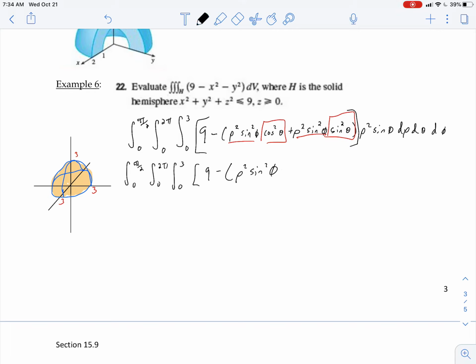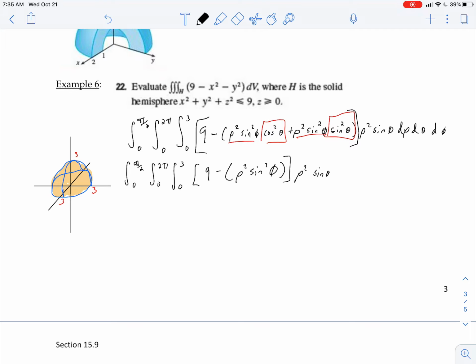Recall, all this right here is just 1, so I can just go ahead and erase this and say that's just going to be times 1, or just keep that there. And then I'm going to have rho squared sine theta d rho d theta d phi.